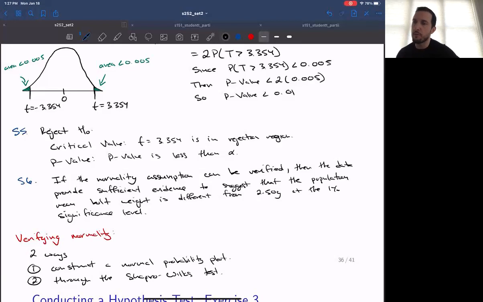Most often in this class, we will focus on the normal probability plot, but I wanted to bring to your attention that there are formal hypothesis tests for normality.